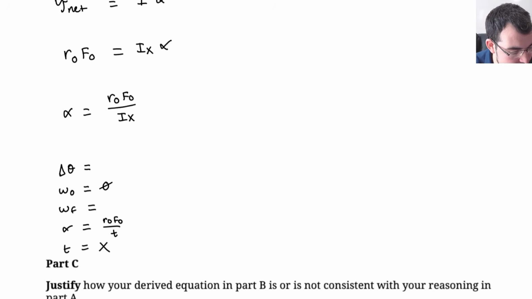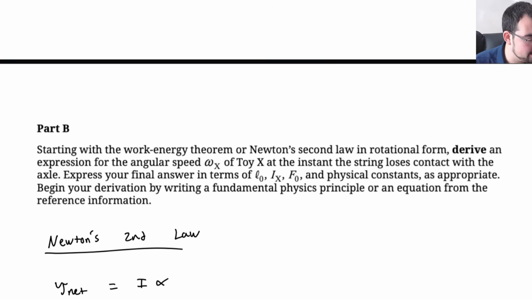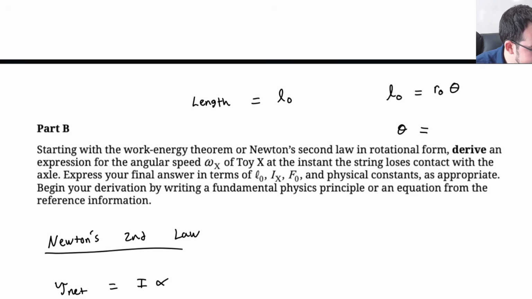We start from 0. And what is our delta theta? Now, this is the one twist with this problem, is we have to find the theta. So what we're given, actually, is that the length is equal to L. So we have to use this relationship that arc length is equal to R times theta. So the theta is actually L0 over R0.